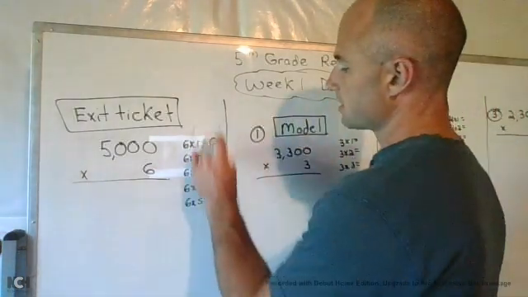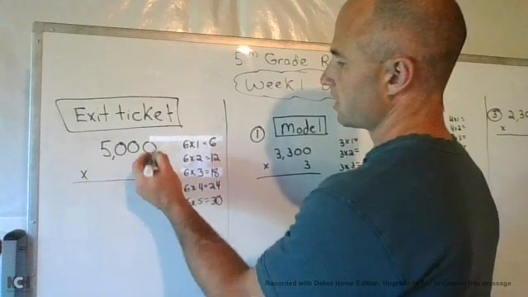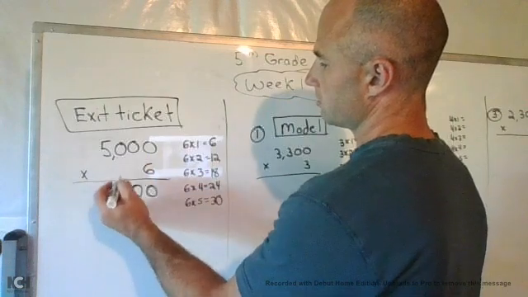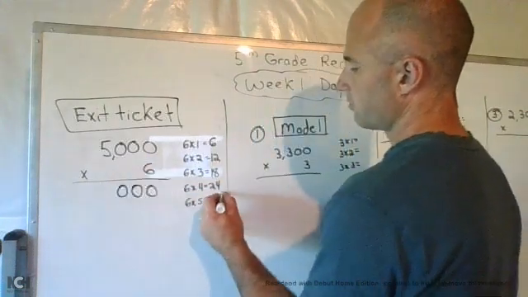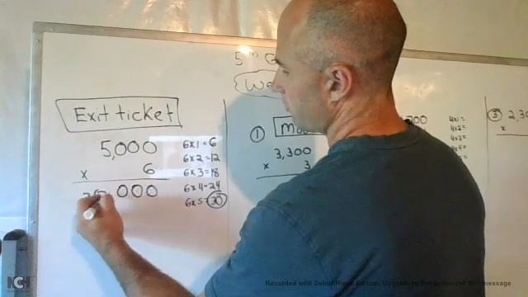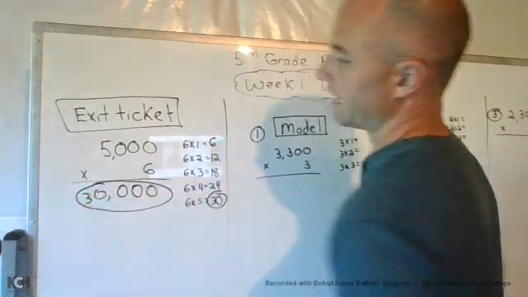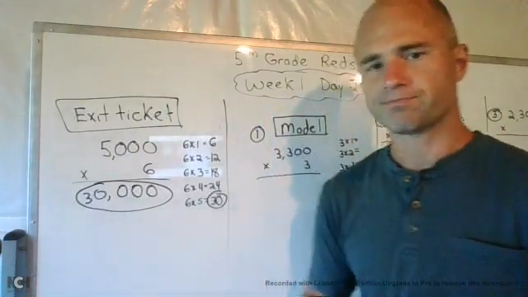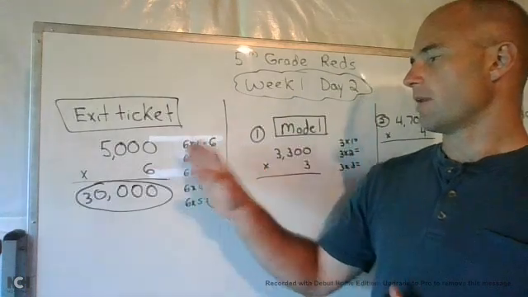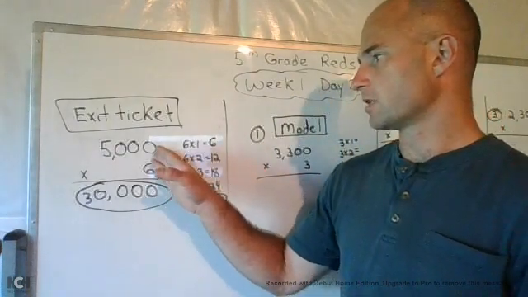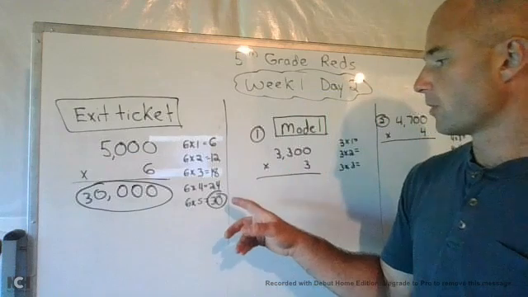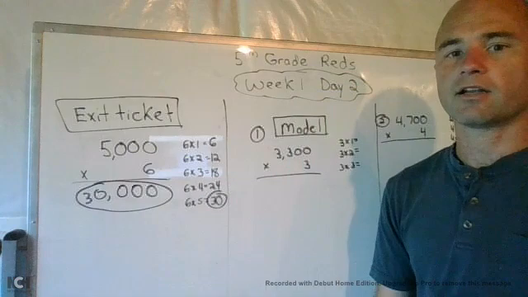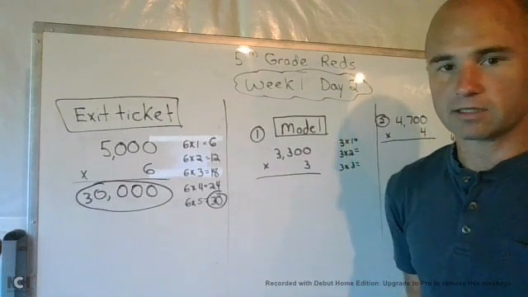All right, I did my 6 times tables already. Now I'm going to do 6 times 0 equals 0, 6 times 0 equals 0, 6 times 0 equals 0, 6 times 5 will give me 30, giving me a solution of 30,000. So if you made a mistake, it might have been because you didn't multiply 6 times 0 three times, okay? Or maybe with your 6 times 5, you didn't get 30.